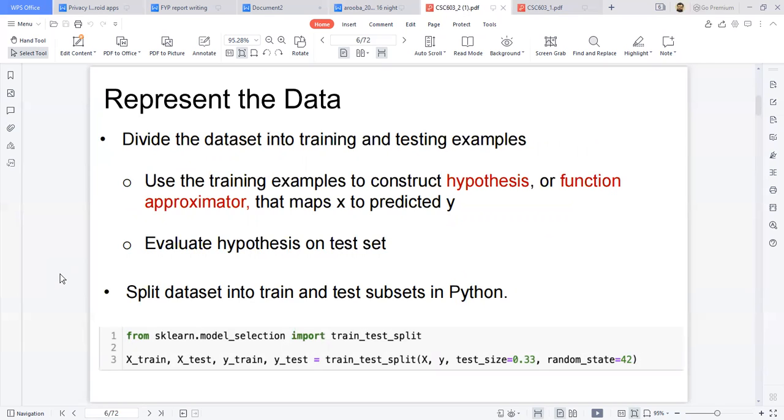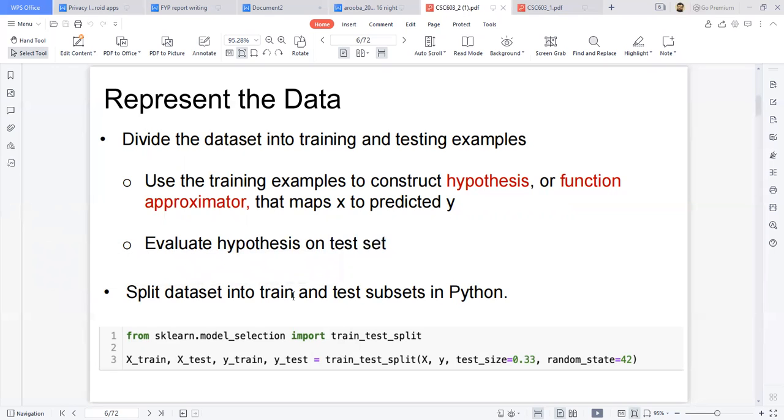So, represent the data. We have to split the data: divide the data set into training and testing. Use the training examples to construct a hypothesis or function approximator. These are just names for the model; you can say we have to train the model. Then evaluate the hypothesis on the test set. This is how we find out how accurate it is: we apply it on the test set.